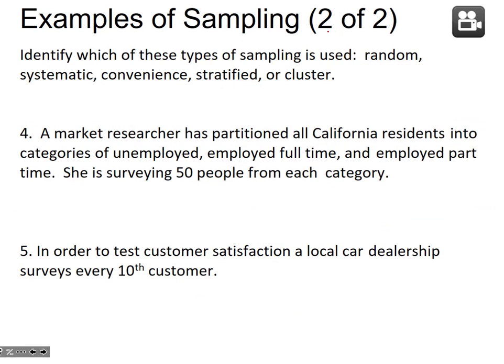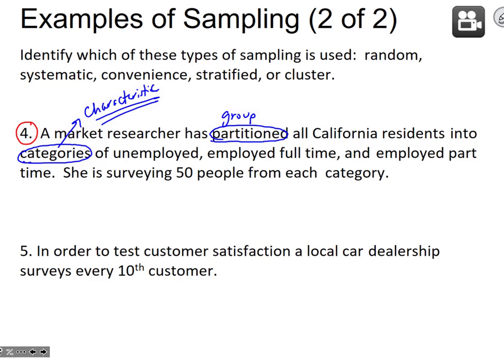Number 4 says a market researcher has partitioned all California residents into categories of unemployed, employed full-time, and employed part-time. She is surveying 50 people from each category. So again, it's important to look at the words here. Partitioned may not be a word that you're familiar with, but if you think about a partition in the room, it's grouping it off into different sections. So partition just means we're making groups. She's got groups based on a category. Now, what is this category made from? Not where they live, but some kind of characteristic. That's your clue here. The groups are not based on where they are, but who they are. In fact, what they have in common is that they're unemployed or employed full-time or employed part-time. And also notice that she is taking 50 people, so we're assuming that some from each category.